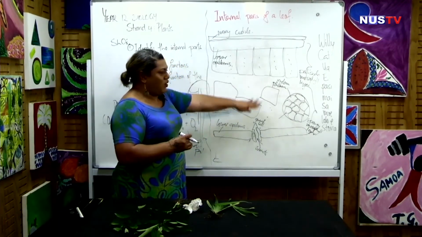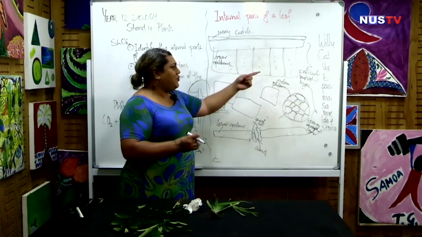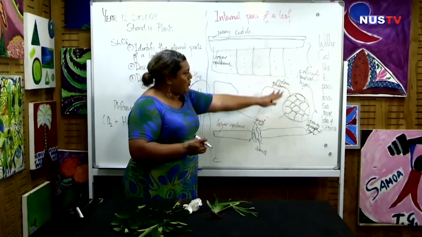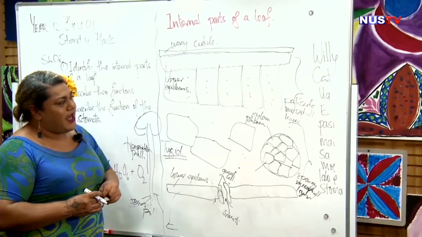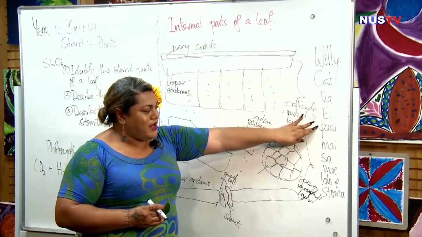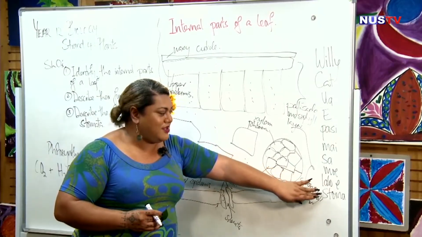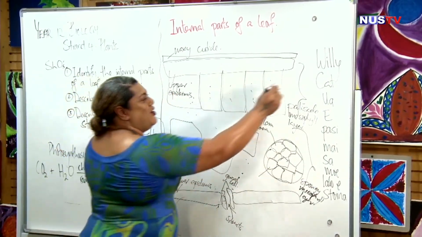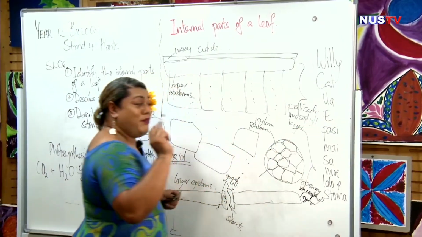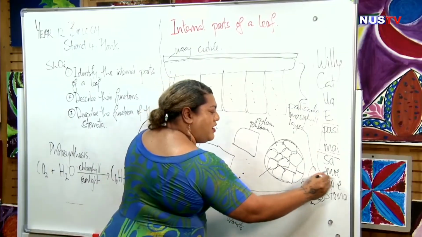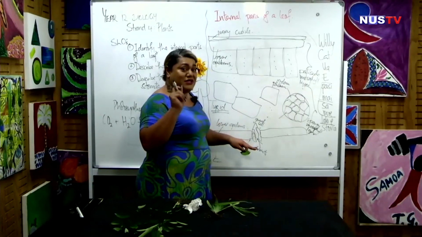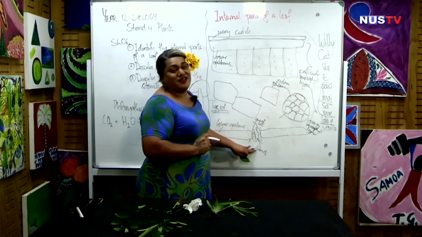Water. So, I normally, when I was a student, the way that I normally identify the different parts in order for me to remember, so just like the one I've given on the board, Willie cats wa e pasi mai sa moe lalo e stoma. So willy cats is your waxy cuticle. Ua e is your upper epidermis. Pasi mai is your palisade mesophyll layer. Sa moe is your spongy mesophyll layer. Lalo e, which is your lower epidermis. And stoma is your stomata.